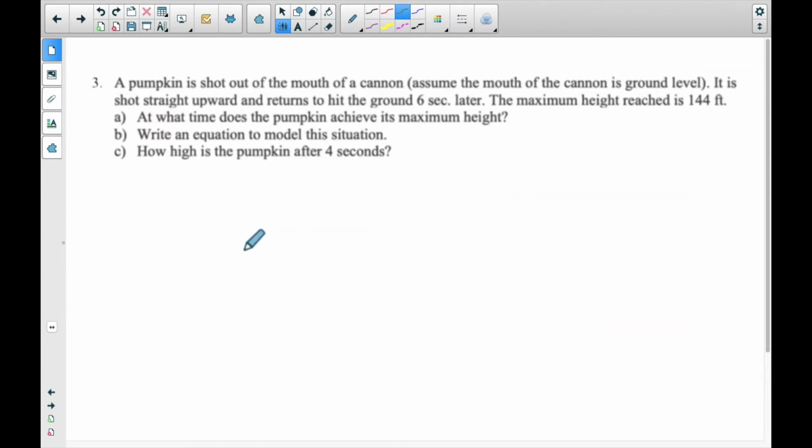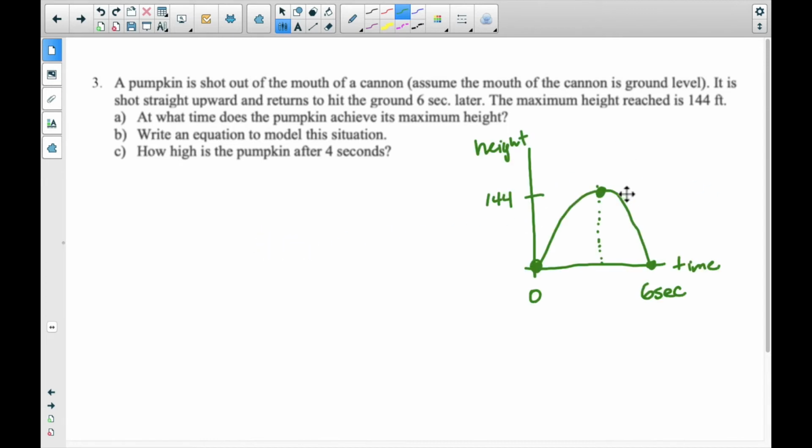Number 3 is a little bit different. I'm going to show you a graph for number 3, and then we'll work through it. Here is my graph. It is shot out of the mouth of the cannon from ground level, so it's down here at 0, 0 when it starts. It's shot straight upward and returns to hit the ground 6 seconds later. So it comes up, goes down, hits 6 seconds later. The max height is 144 feet, so that's over here. What time does the pumpkin achieve its maximum height? Well, here's its maximum height.